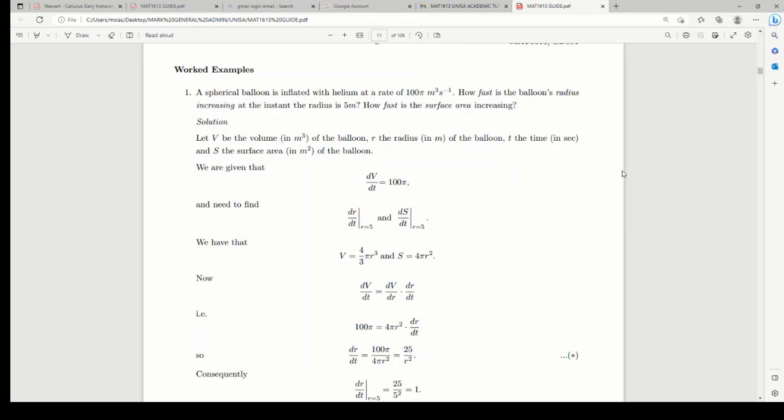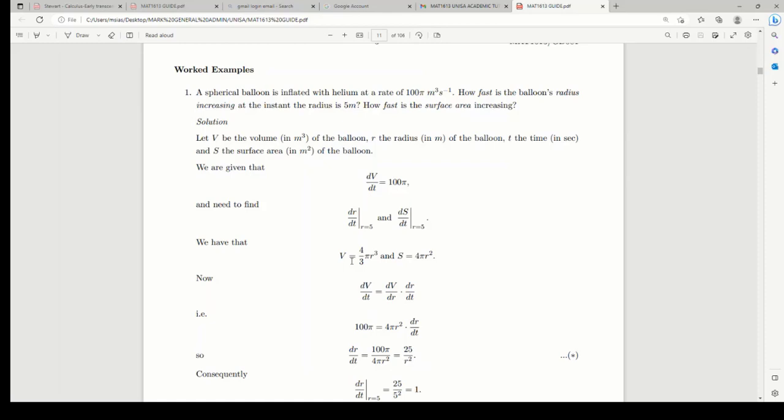Right, so let's look at this one here. Sometimes it's just a matter of sharpening the basics. So we have a spherical balloon. When they say that to you already, they're hinting at the sphere. And we know the volume of a sphere is 4/3 pi r cubed.